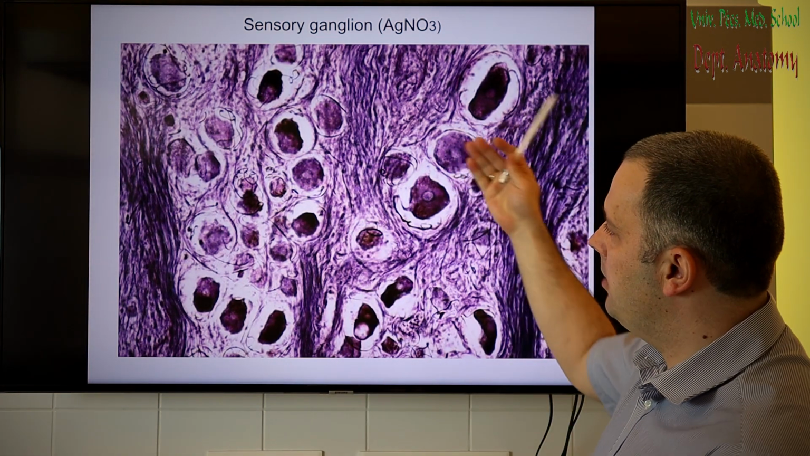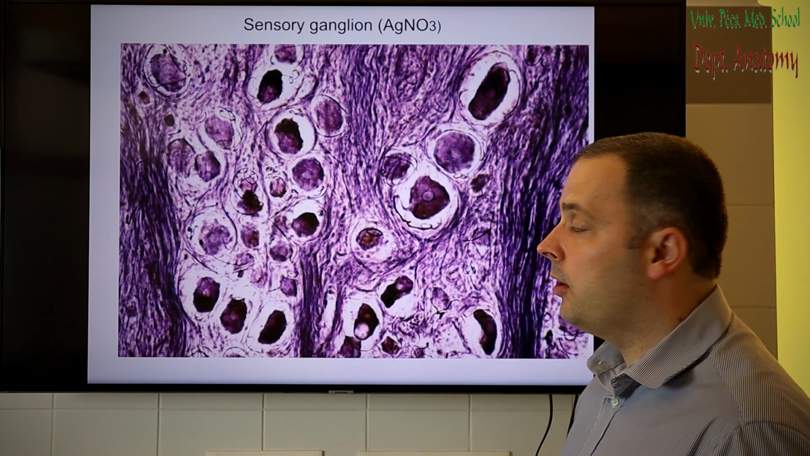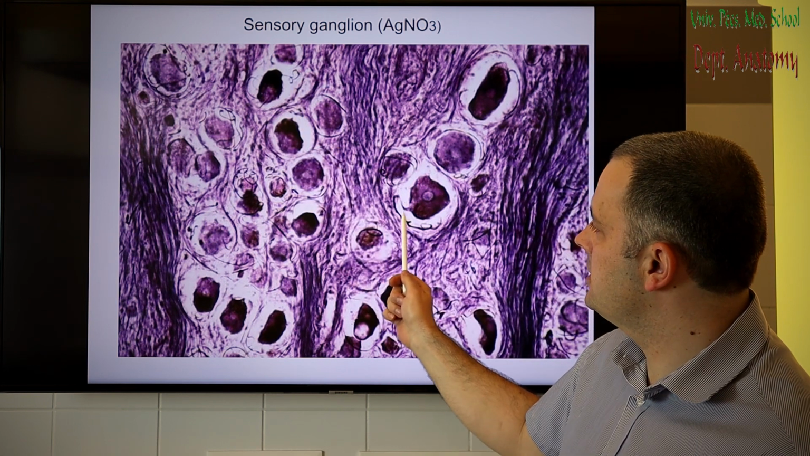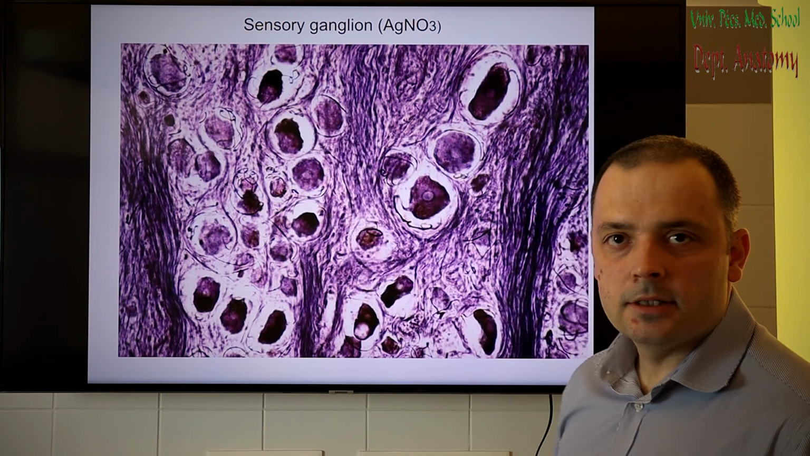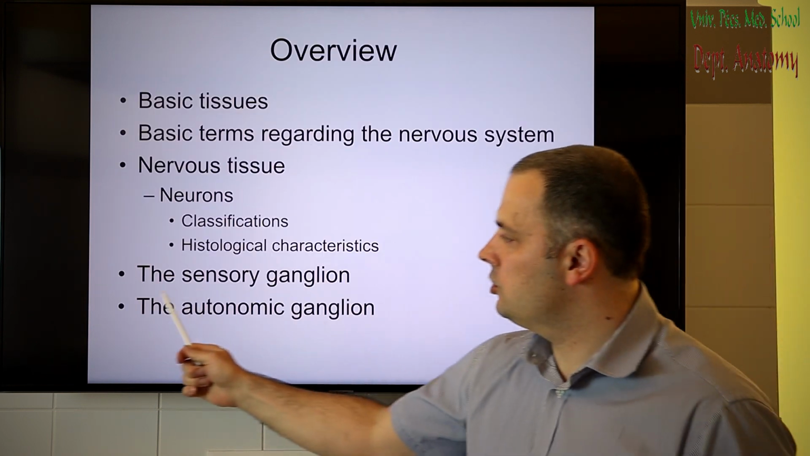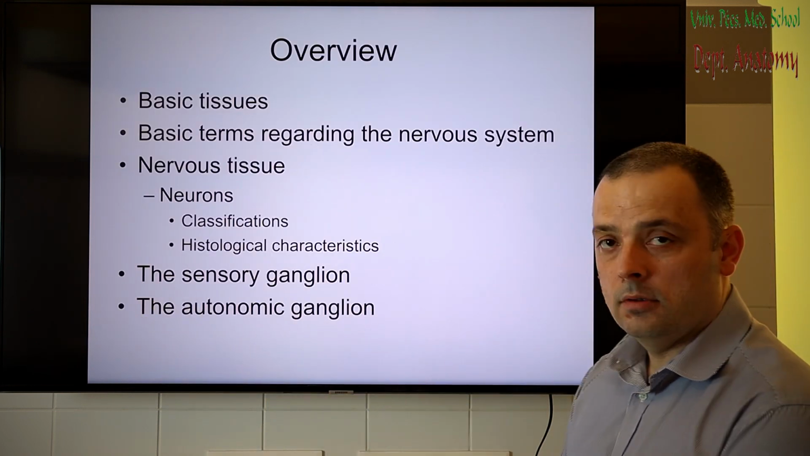So in the dark black slide, if you zoom in with a high power magnification, you can see these loops around the cell body and one single process in the cell. You can be sure it's a sensory ganglion. And that has to be compared with the structure of the autonomic ganglion. This will be next.